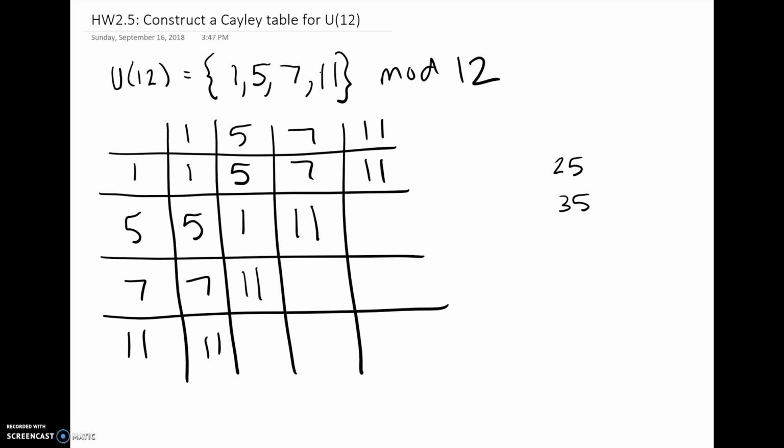All right, next one. 5 times 11, so that's 55. Okay, so 12 goes into 48, and that means that we have a remainder of 7. So 7 would go here, 11 times 5, and 5 times 11. All right, 7 times 7, 49, well, 12 goes into 48, so there's a remainder of 1.